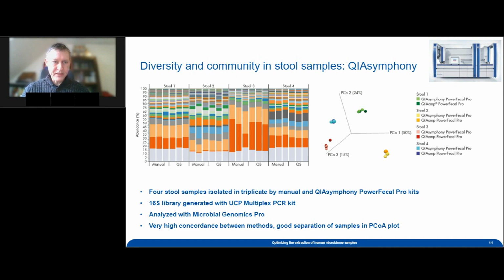And on the OTU table on the left, you can see the differences between 4 stool samples, 3 replicates each, manual or on the QIAsymphony. And you can see that we detect exactly the same bacterial species and the same composition, and that's borne out by the beta diversity that we see in the middle. So whether it's automated or not, you're getting the highest possible yield and diversity.